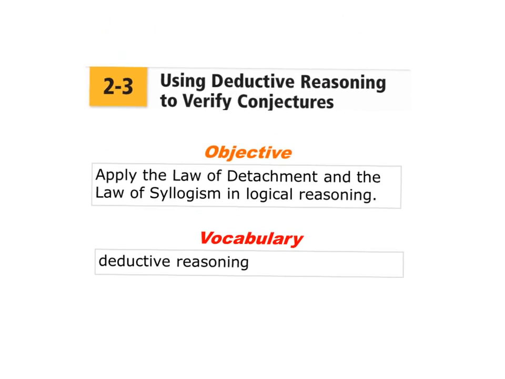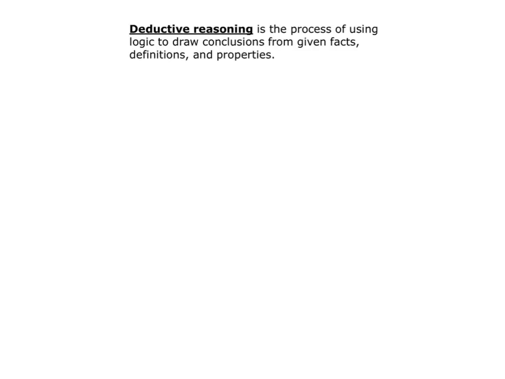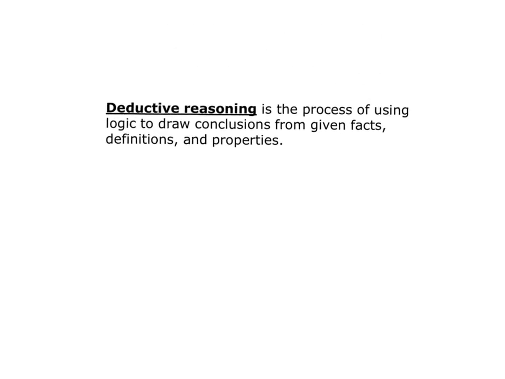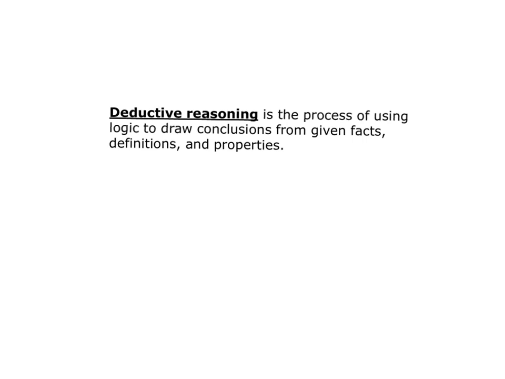Okay, so today we're going to be going over 2.3, using deductive reasoning to verify conjectures. So the objective is to apply the law of detachment and the law of syllogism in logical reasoning. And the vocab is deductive reasoning. So deductive reasoning is the process of using logic to draw conclusions from given facts, definitions, and properties.